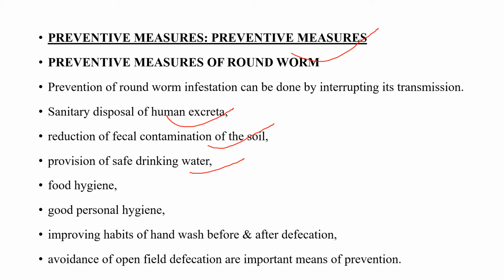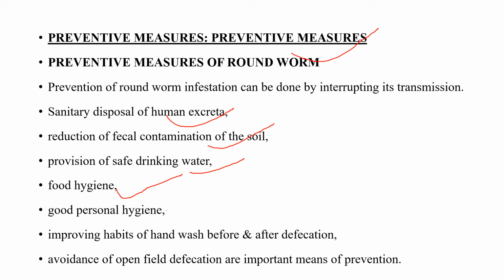Make sure the drinking water is safe. We can boil the water before drinking. Otherwise, make sure the water source is away from contamination. And next is food hygiene. Before cooking, we have to clean and wash properly. Before eating any vegetables or fruits, we have to wash them properly.